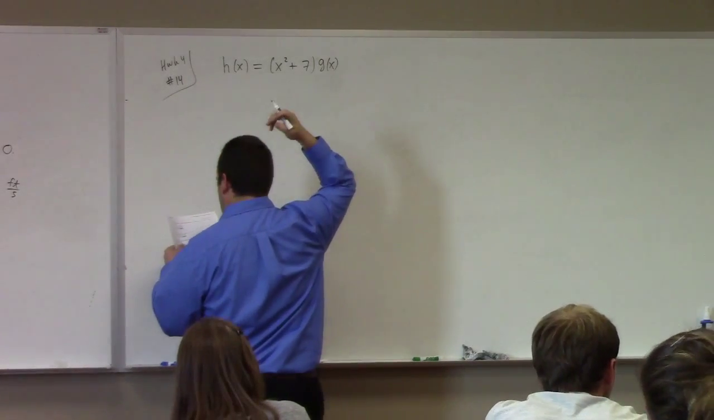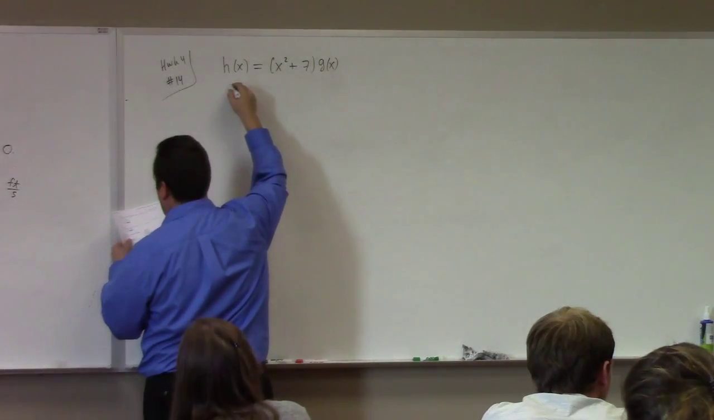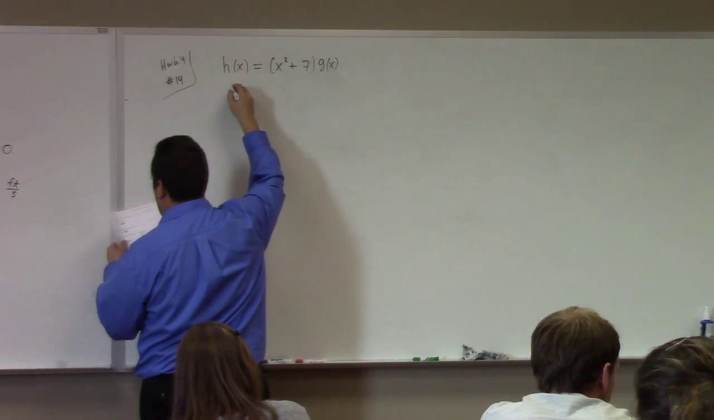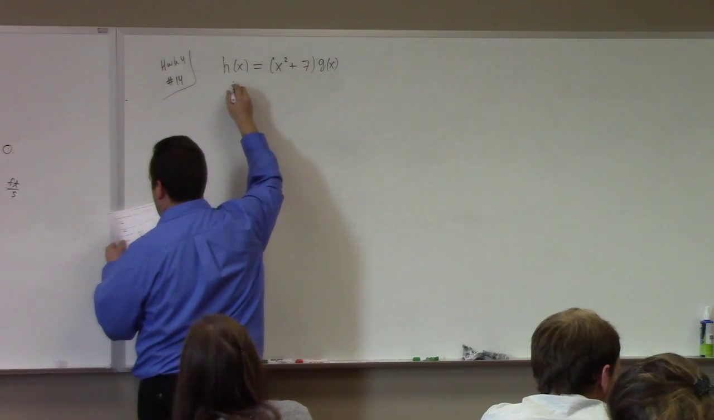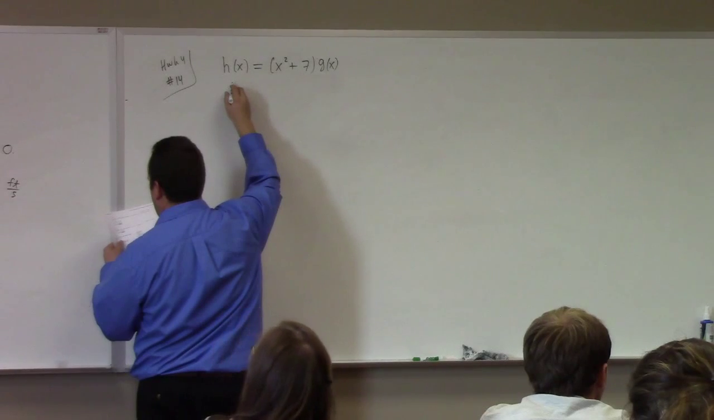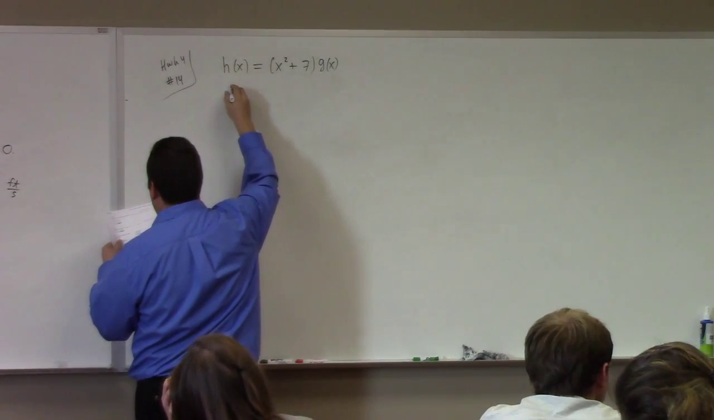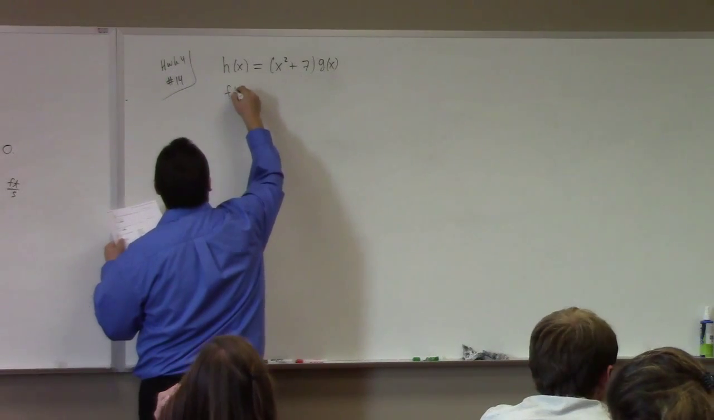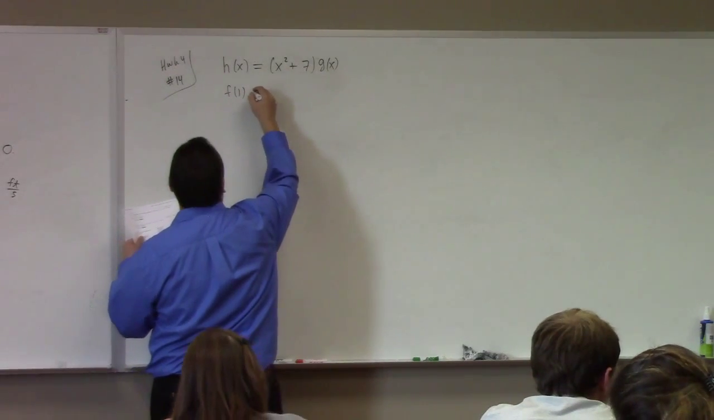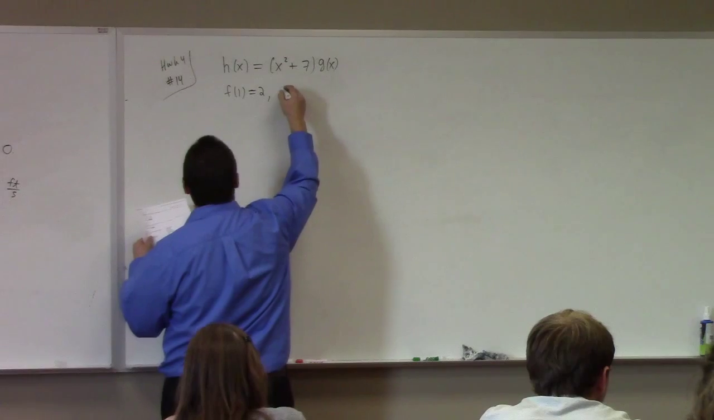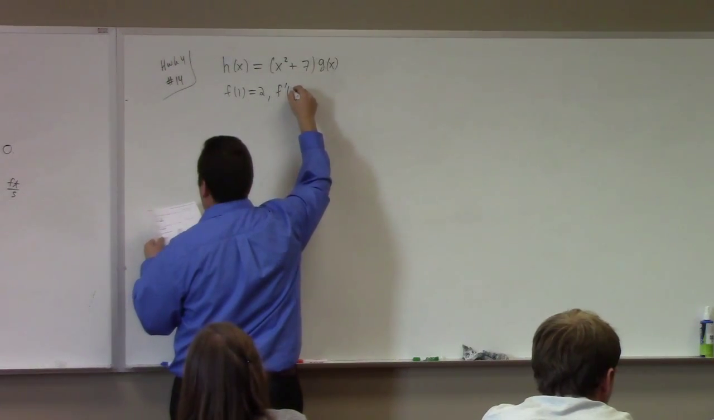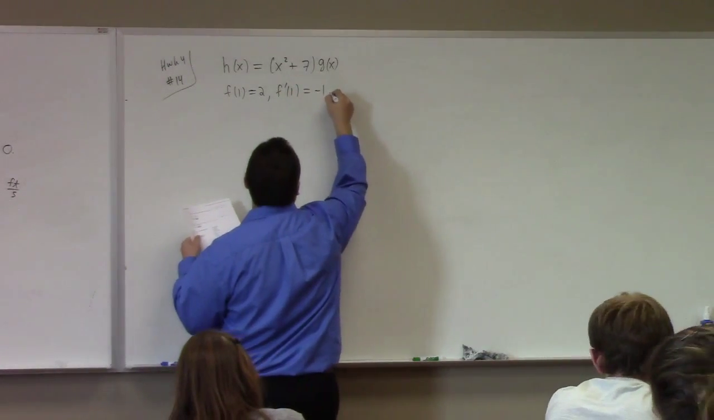And let's see here, what else are we given? We're given that... why has he got stuff about f? There's no f here. It's funny. Okay, whatever. I mean, f of 1 is equal to 2. F prime of 1 is equal to minus 1.